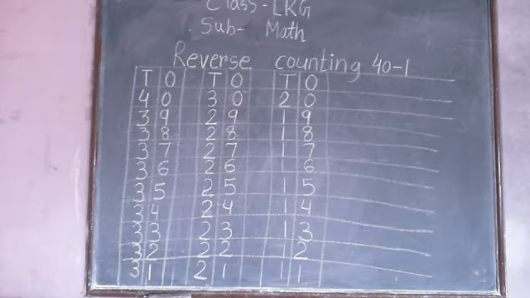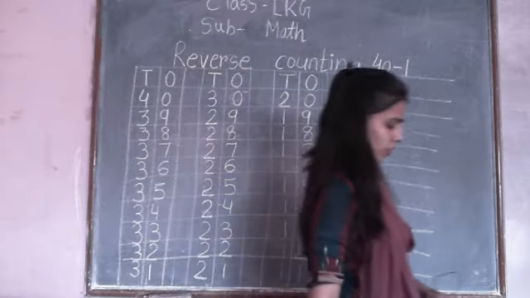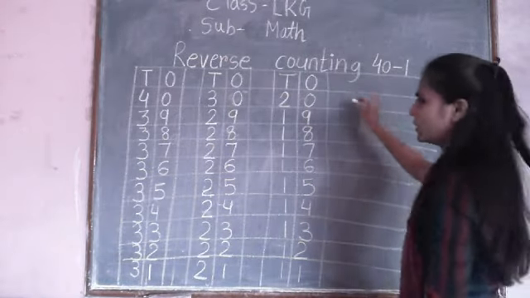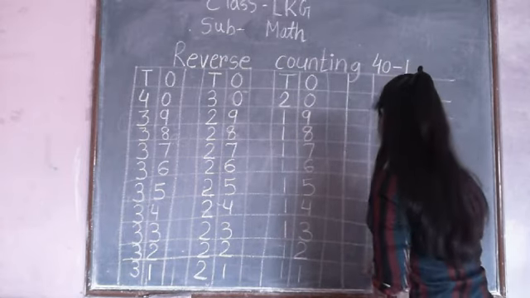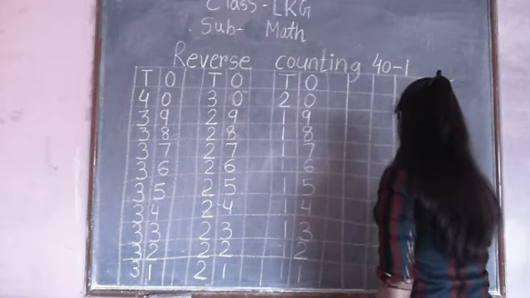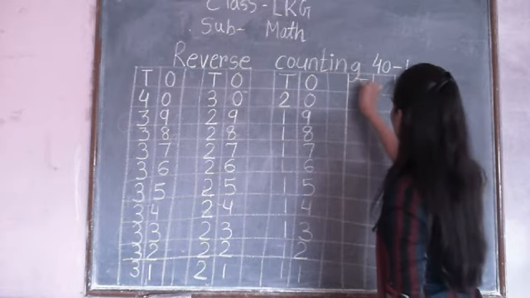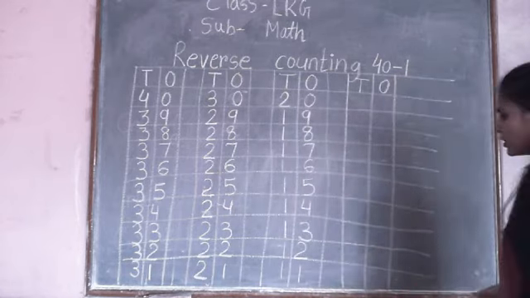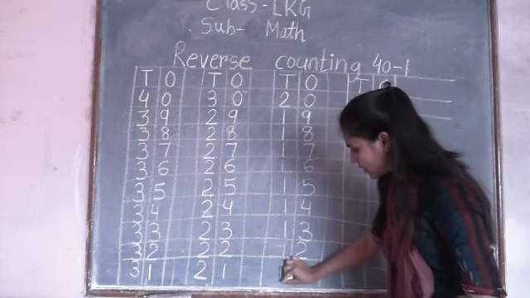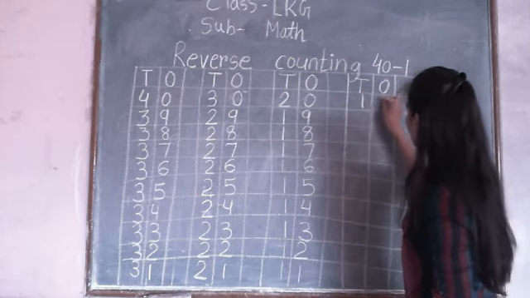Now what is the before number of 11? After 11, you drop one line. Once again write tens and ones, and write the before number of 11. Before number of 11 is 10.